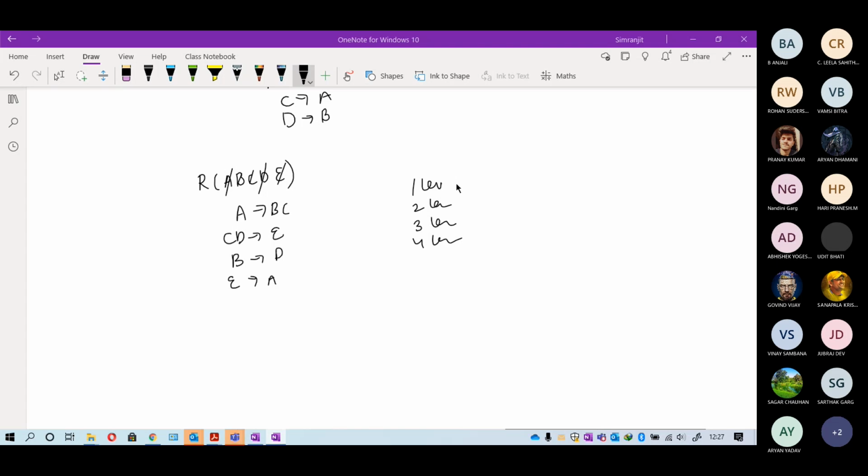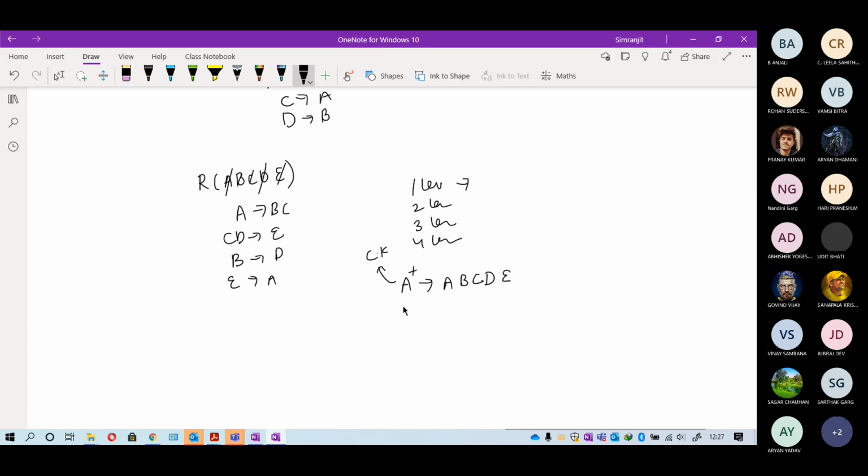So first try all the one length possible combinations. Okay, so when you try the possible combinations, you will first get A plus. Now A plus will be A, B, C, and from B you can get D. So CD is already there, so you can get E. I think that is all of A, B, C, D, E. Yeah. So A becomes your candidate key.